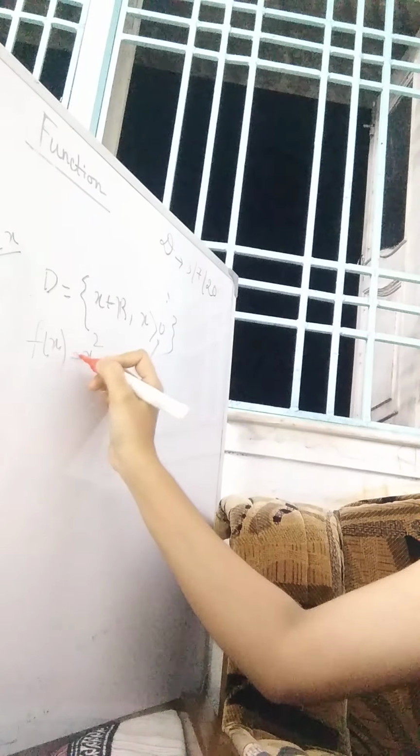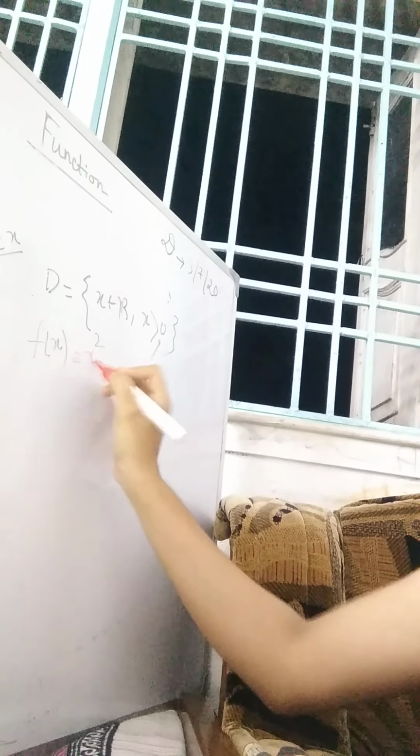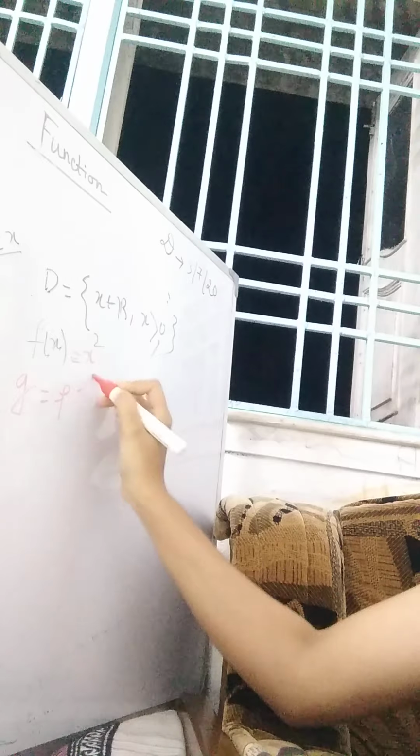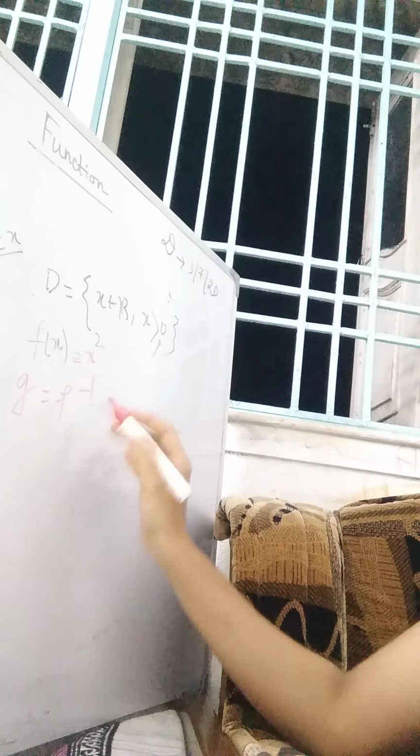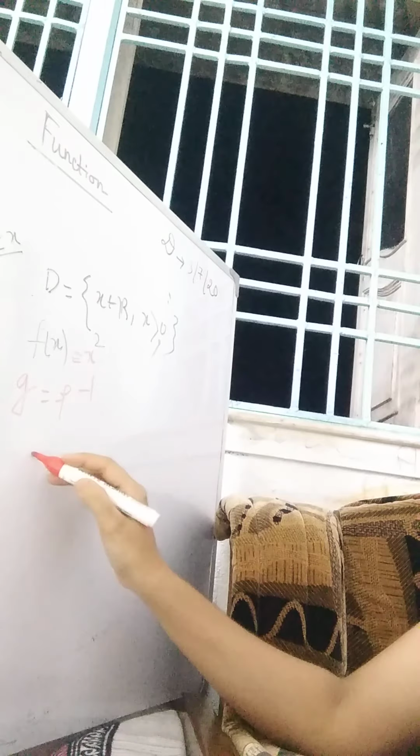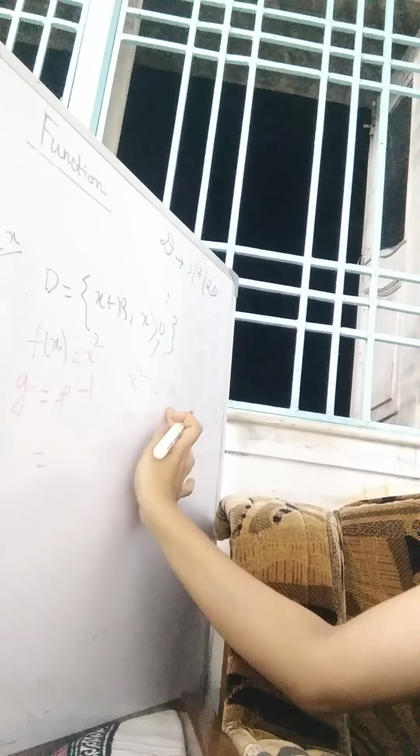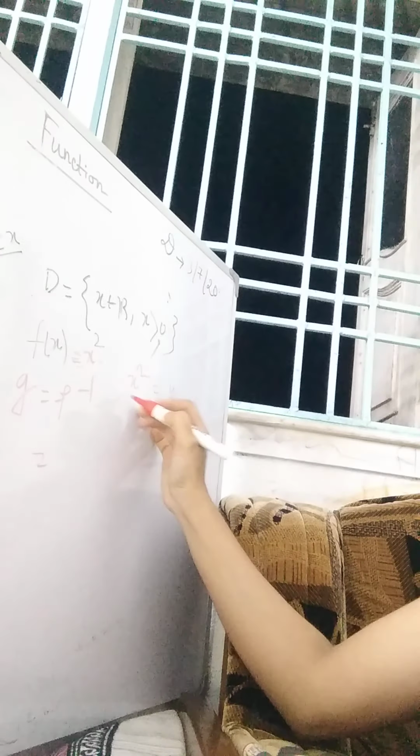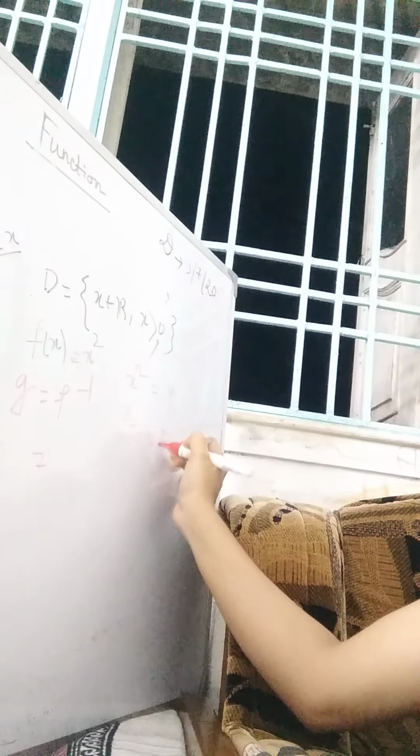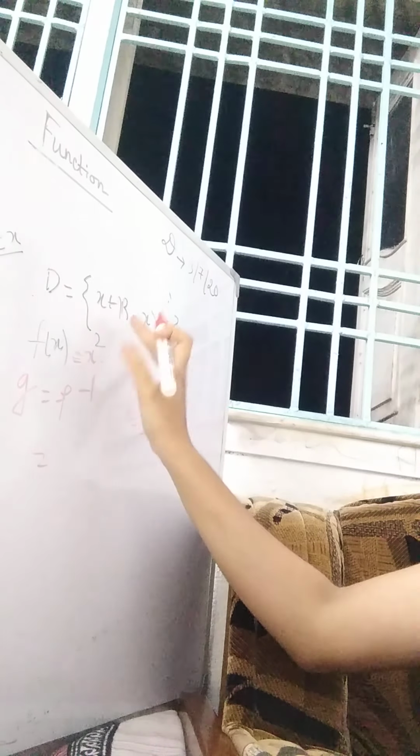And we are taking y. What is the inverse of the function f of x equals x square? g is the inverse of the function, so g equals f inverse. We take x square equals y, for any number from g. Then x equals plus or minus root y. Because we are taking only x greater than or equal to 0, we take only the plus one.